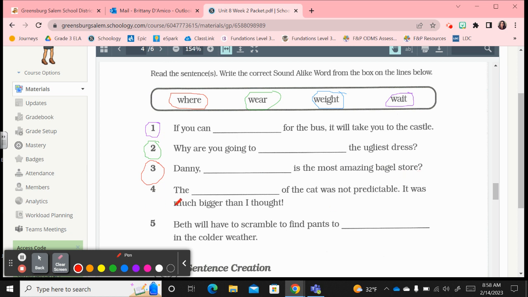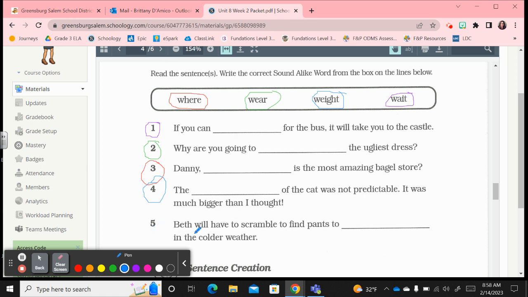Number 4, the where of the cat or the weight of the cat was not predictable. It was much bigger than I thought. Okay, when you're talking about size and weight, that's this one here, WEIGHT. The weight of the cat was not predictable. It was much bigger than I thought.